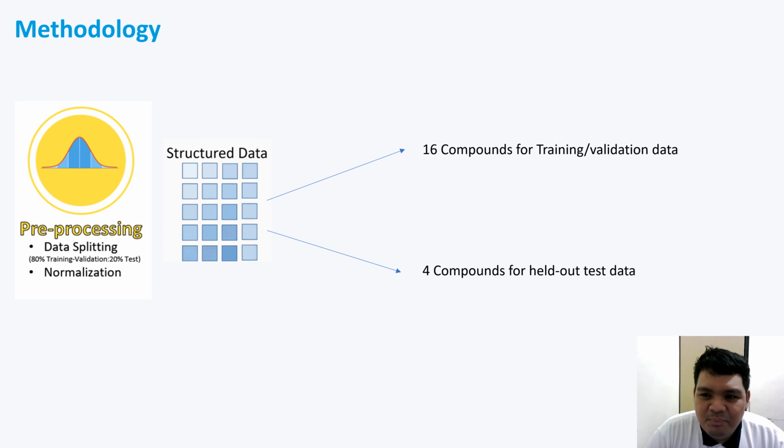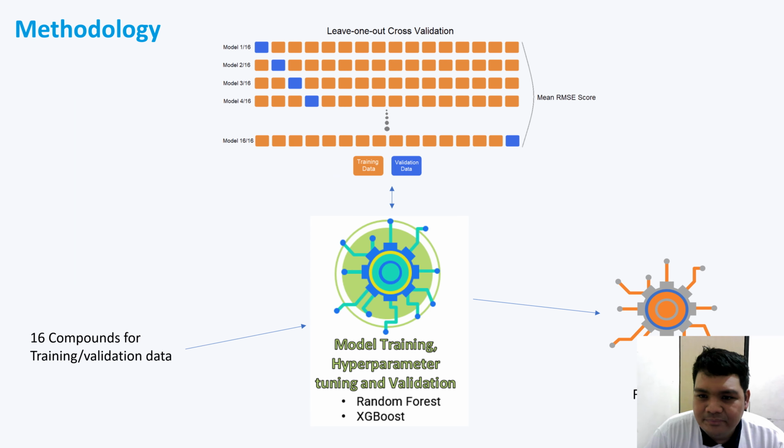The compounds are then split into training and validation data and testing data: 16 for training and validation and 4 for held-out test data. Machine learning models are prone to overfitting, where a model simply memorizes the training data and performs poorly on the unknown test data. To prevent this, leave-one-out cross-validation was done, in which each compound is given the chance to be in the validation data.